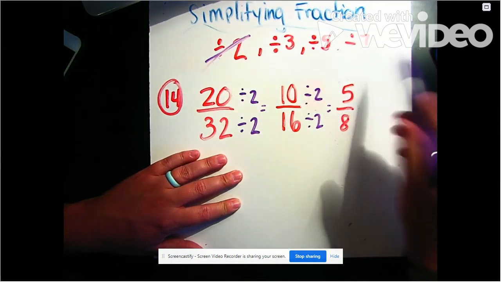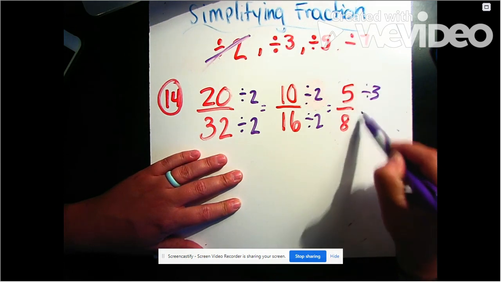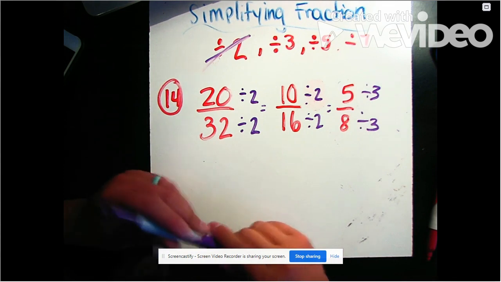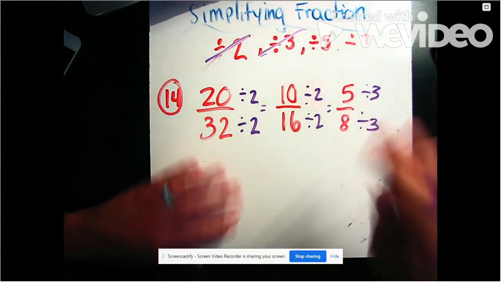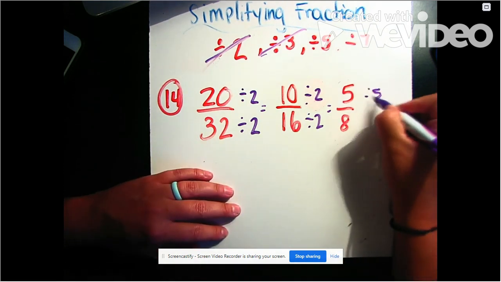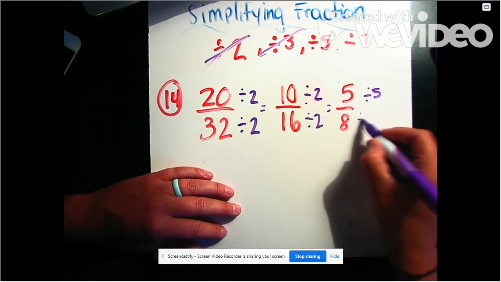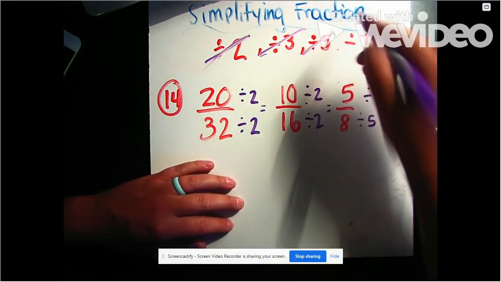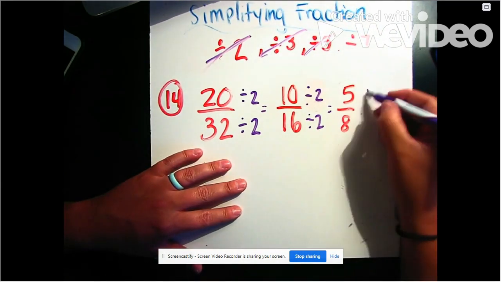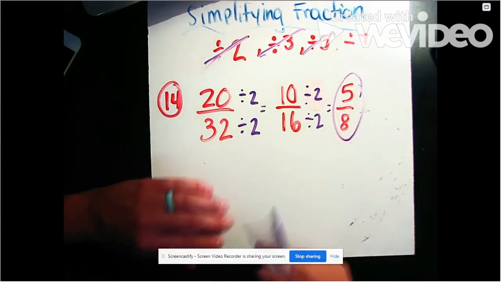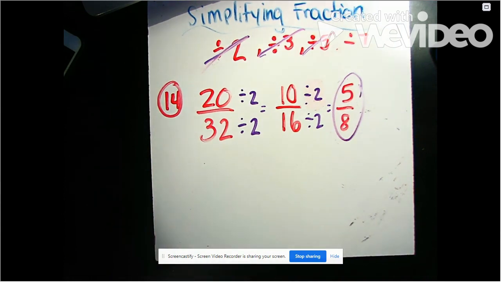Now let's try dividing by 3. Well, neither of these is divisible by 3. So I know that's not an option. Let's try and divide by 5. Well, I can divide 5 by 5. However, 8 is not a multiple of 5, so I cannot do 5. Divided by 7, can't do that either. Okay, so this is my lowest form. They have nothing else in common that I can divide by. Okay?